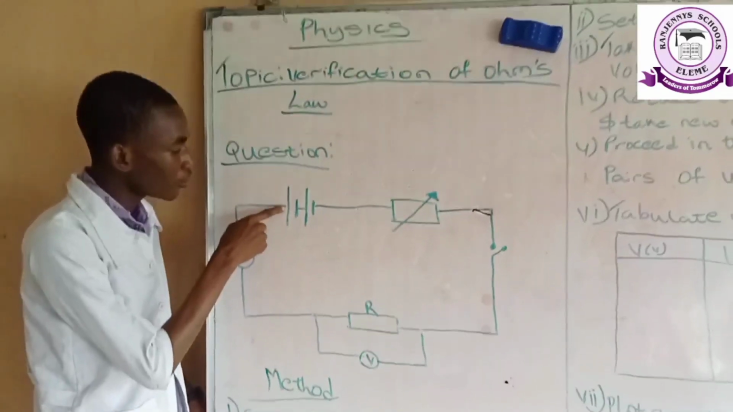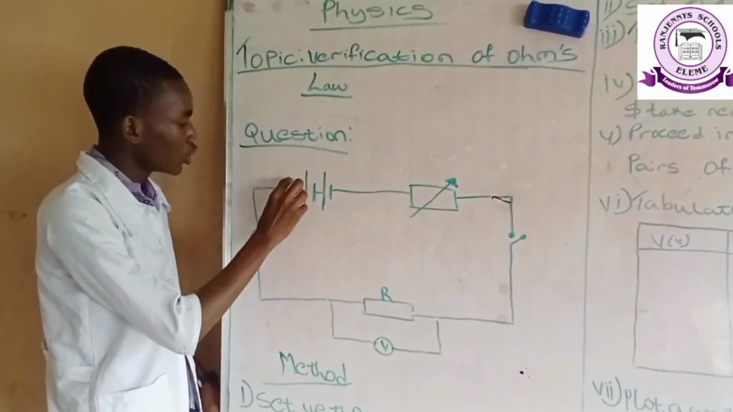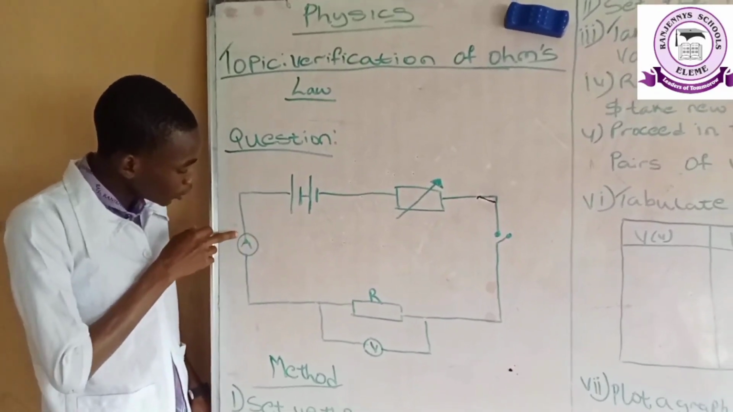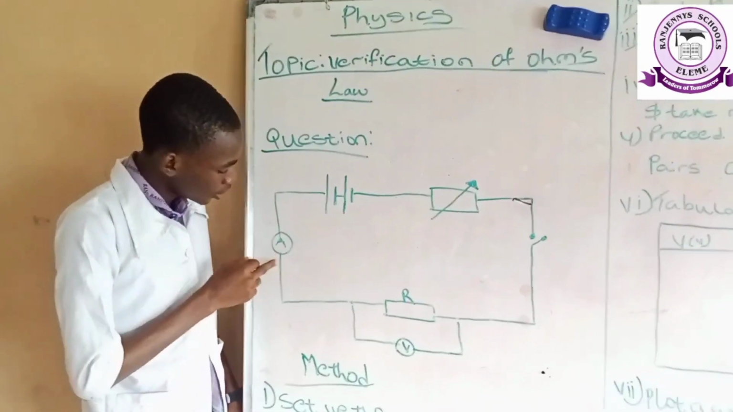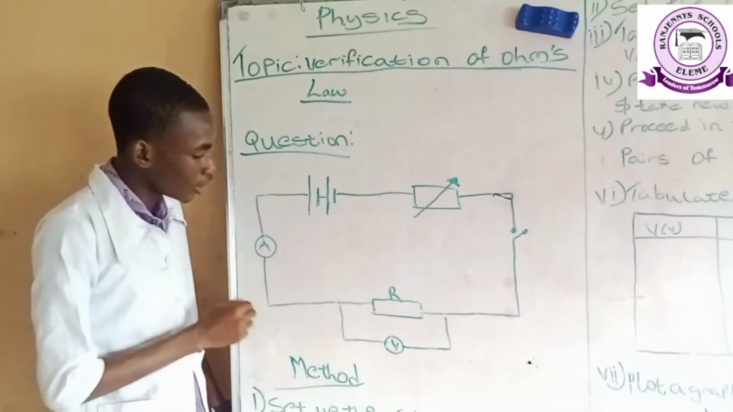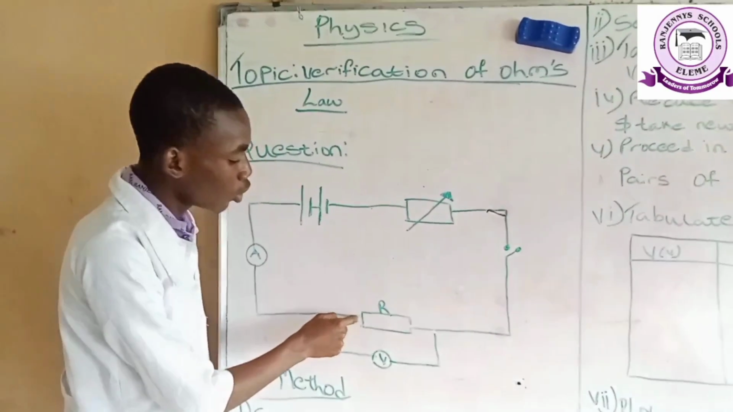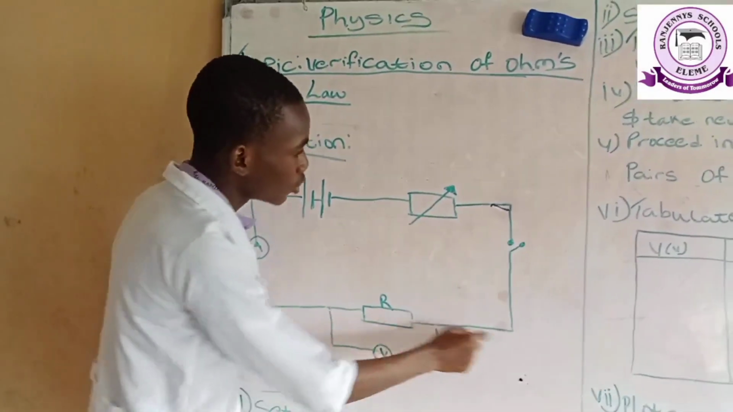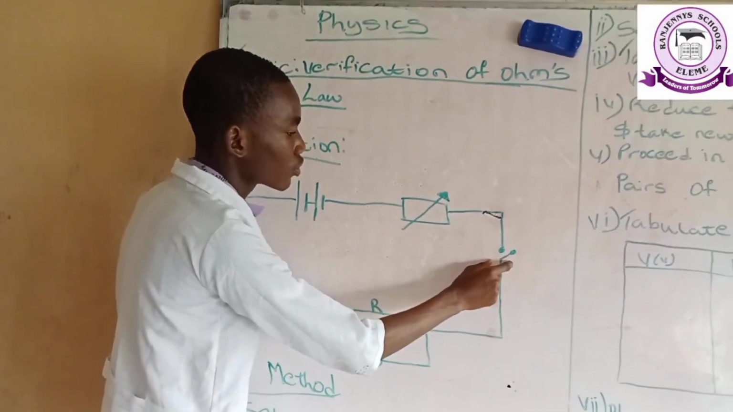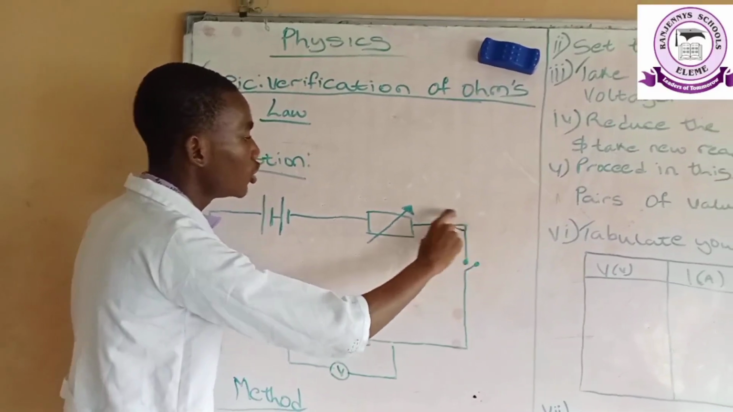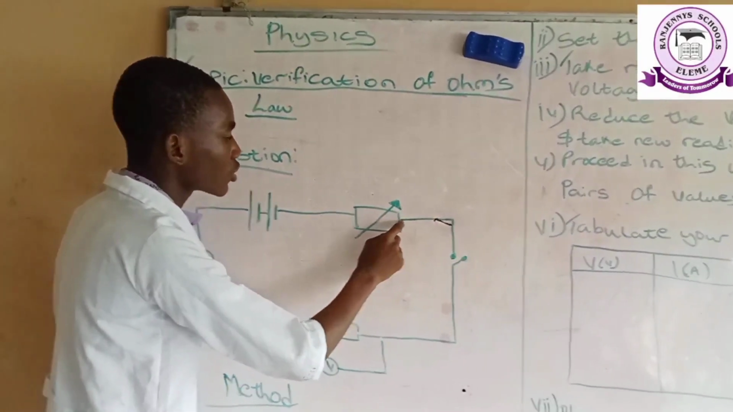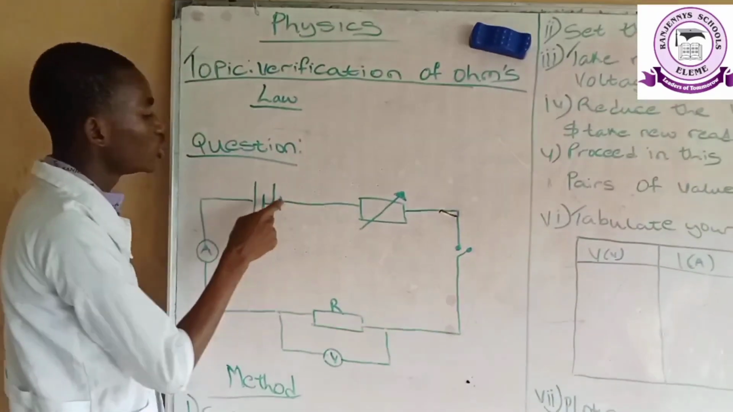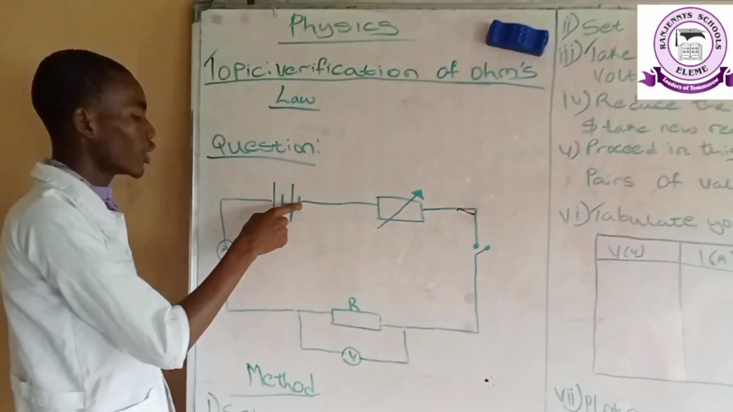From the positive terminal of our battery, with the help of a connecting wire, it goes down to the positive terminal of the ammeter, and from the negative terminal of the ammeter to one terminal of the unknown resistor, and from the other end of the unknown resistor to the key, from the other terminal of the key to the rheostat, and from the other end of the rheostat it goes to the negative terminal of the battery.